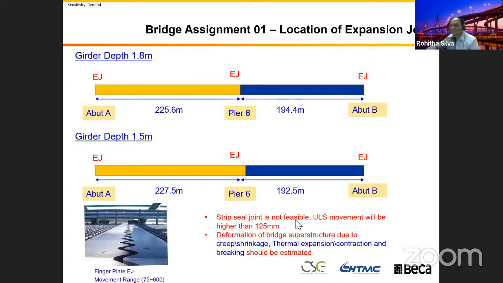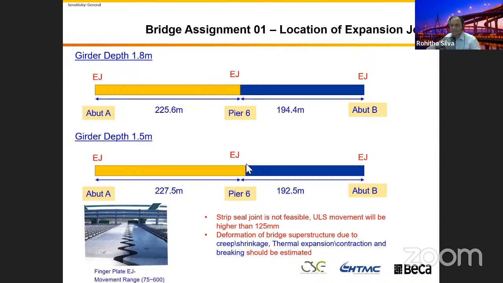Your expansion joint, I put a note here. If you go to bridge articulation, I have this table. You can put the strip seal joint, that's the cheapest. That can accommodate only 125 millimeter. You have to put the finger plate kind of a joint that can accommodate up to 600 mm. This kind of a bridge doesn't have that movement, much less than 600. If you put the finger plate joint, you got a problem. What is that problem? Because this bridge is in a 3% slope.